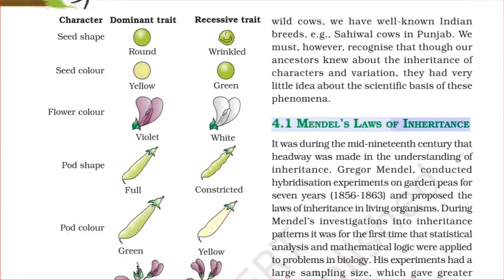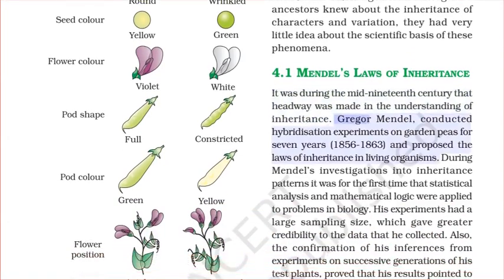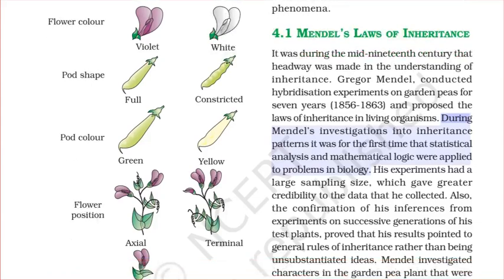Mendel's laws of inheritance. It was during the mid-19th century that headway was made in the understanding of inheritance. Gregor Mendel conducted hybridization experiments on garden peas for 7 years, 1856 to 1863, and proposed the laws of inheritance in living organisms. During Mendel's investigations into inheritance patterns, it was for the first time that statistical analysis and mathematical logic were applied to problems in biology.